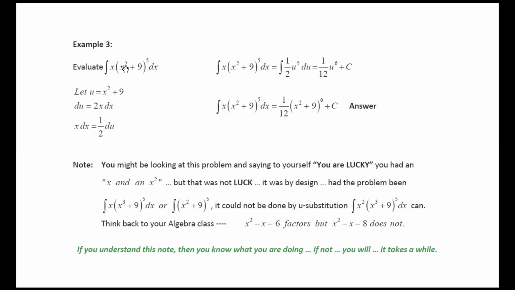So we're going to let u be x squared plus 9. Now, du is 2x dx. Now, look, I let u be x squared plus 9. What did I not let u equal? x dx. So that's the part that's not equal to u. So I've got to isolate x dx. Well, if du is 2x dx, then 1x dx, which is what I want, is 1/2 du.